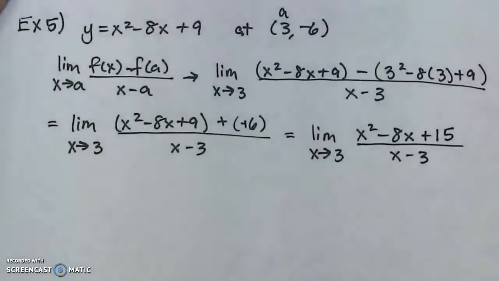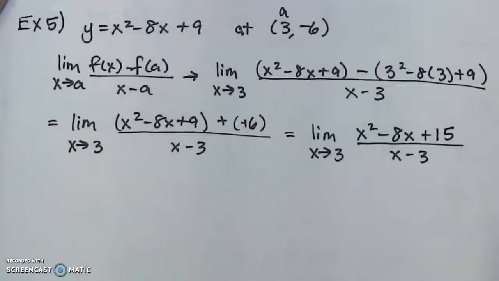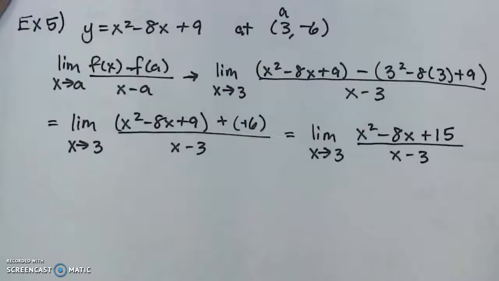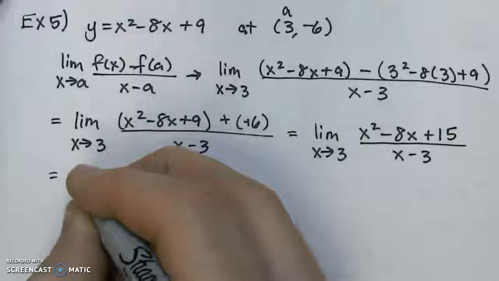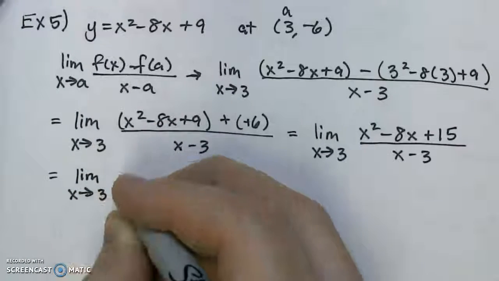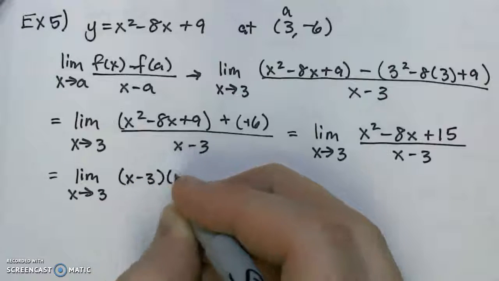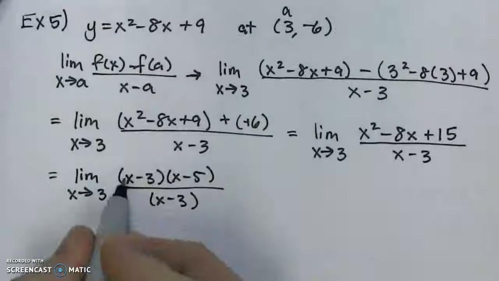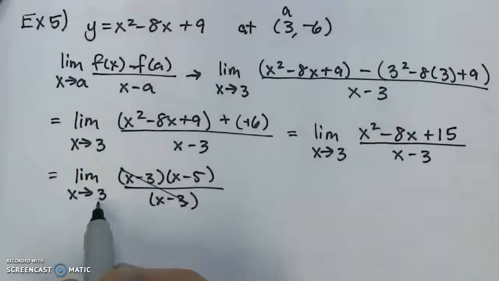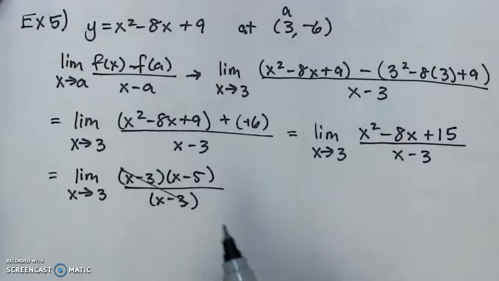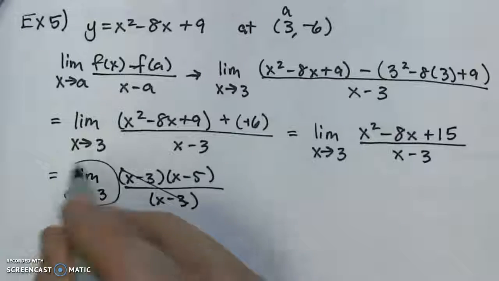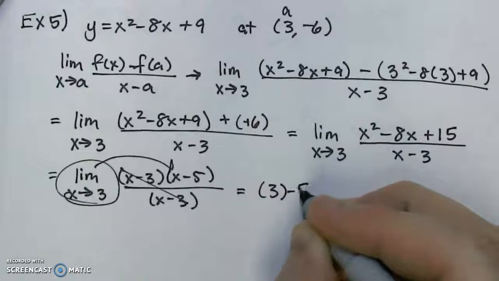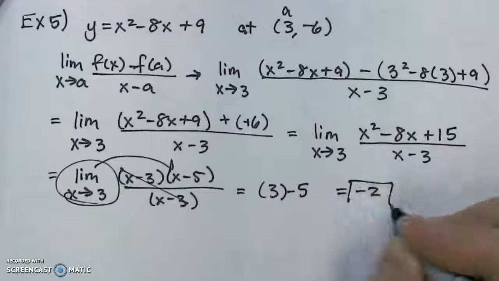Okay. So the problem is I can't plug in 3. I'm going to need to factor the top, so I'm looking for multiples of 15 that'll add up to negative 8. So if we use negative 3 and negative 5, we could factor it. Okay, now this x minus 3 cancels. So if I plug in 3, it's not going to give me 0 in the bottom anymore, which means now I can evaluate my limit and plug it in. So 3 minus 5, I get negative 2 for the slope.